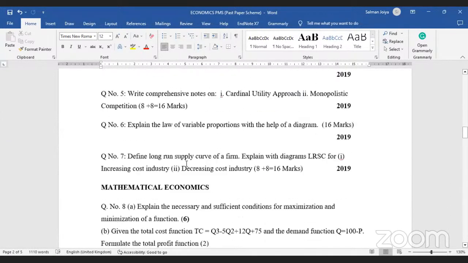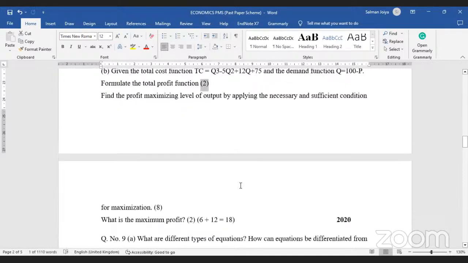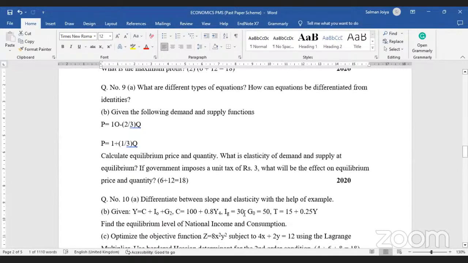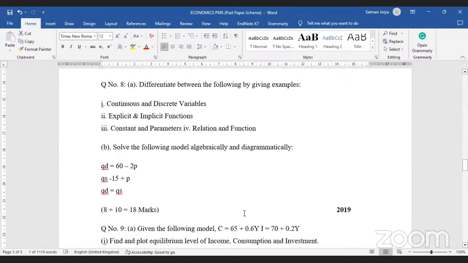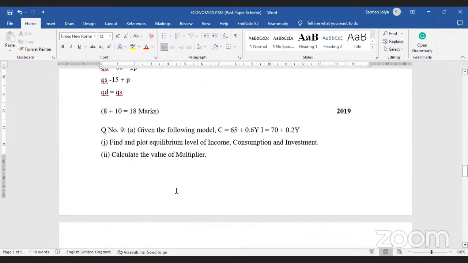Let me show you some from the mathematical economics. For example, there is a question asked in 2020. Part A, 6 marks. Part B, 2 marks. Part C, 8 marks. Likewise, 8 plus 10, 18 marks.